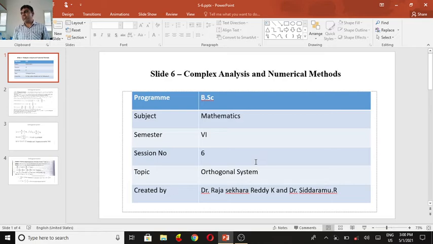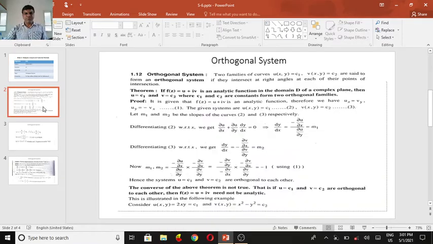We are familiar with tracing curves, concavity and convexity. From the previous topics, in the same way we come to the complex form. So what is an orthogonal system? In an orthogonal system, we choose two families of curves. Suppose two families of curves, u of x y equal to c1 and v of x y equal to c2, are said to form an orthogonal system if they intersect at right angles at their point of intersection.